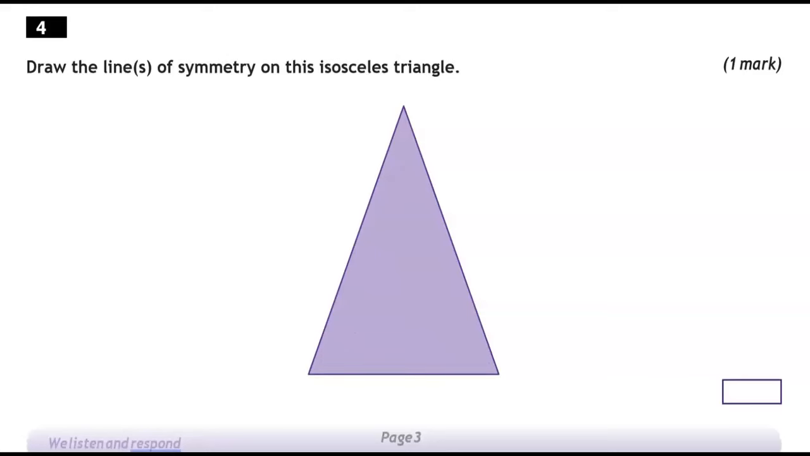Draw the line or the lines of symmetry on this isosceles triangle. Since this is an isosceles triangle, it means that there's going to be only one line of symmetry going like this. But to be accurate, we've got to measure the base of the triangle, find the midpoint, and then connect that with the top.